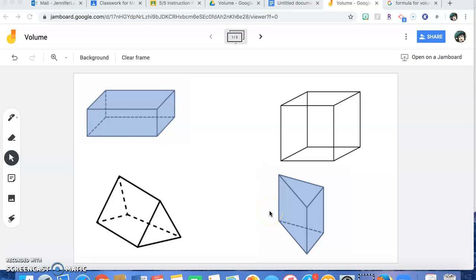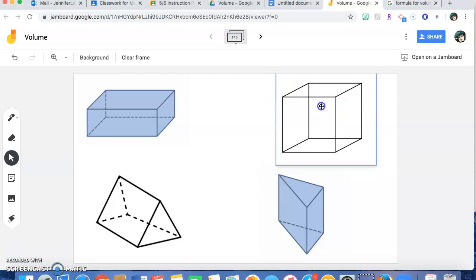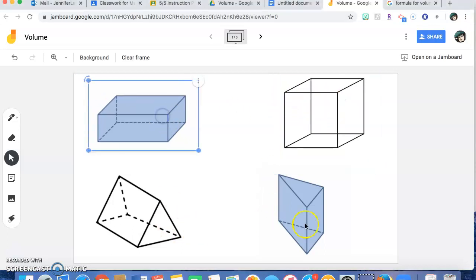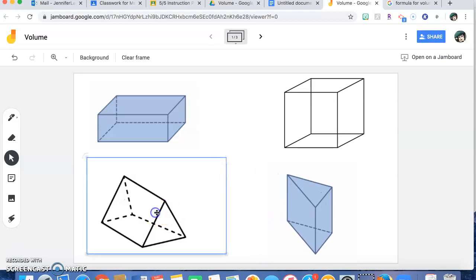So we're going to talk about volume again. Volume is filling up the inside of something. So most people did good with the cube and the rectangular prism. But then when it came to the triangular prism, I explicitly stated yesterday in my Zoom, when I ask about the base of a shape, I'm not talking about the bottom.